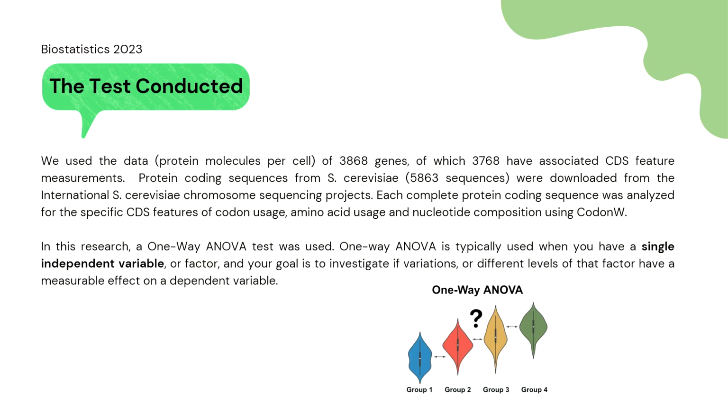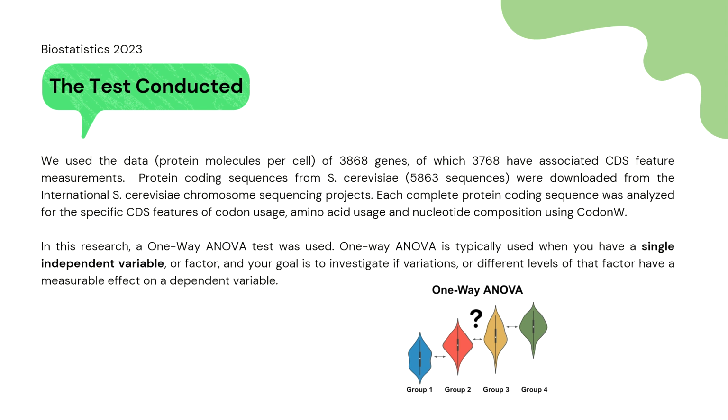So for the test conducted, we use the data of 3,868 genes, of which 3,768 have associated coding sequence feature measurements. Protein coding sequences from S. cerevisiae, which are 5,863 sequences, were downloaded from the International S. cerevisiae Chromosome Sequencing Projects. Each complete protein coding sequence was analyzed for the specific CDS features of codon usage, amino acid usage, and nucleotide composition using codon.